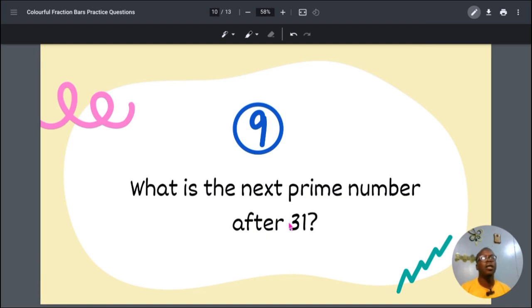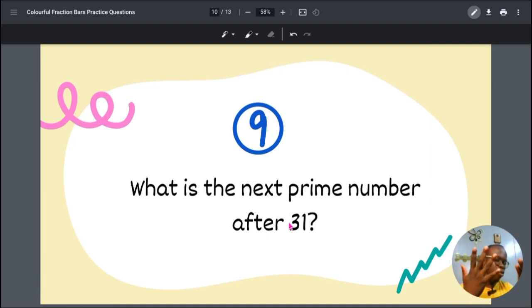You remember that the definition of a prime number is any number that has only 2 factors. Those 2 factors must be itself and 1. Factors are numbers that can divide another number. So 31 is actually a prime number because it can only be divided by itself and 1. 31 can't be divided by 3, 4, 2 or any other number.